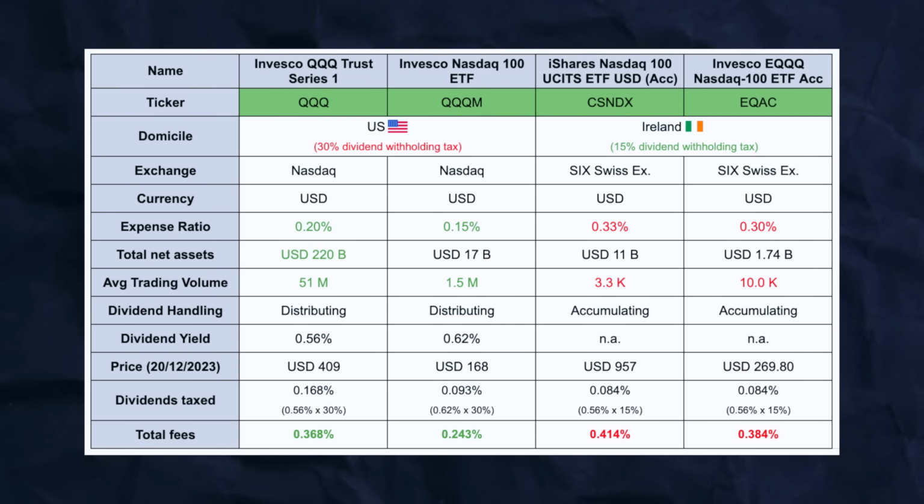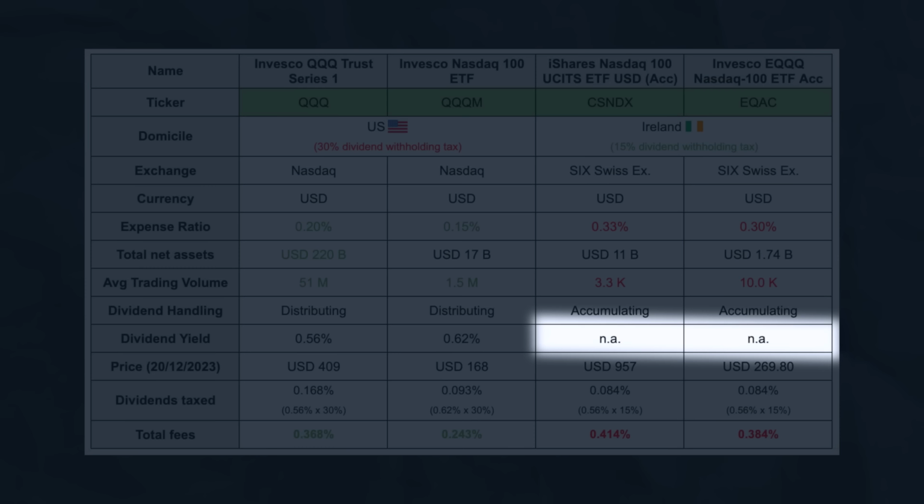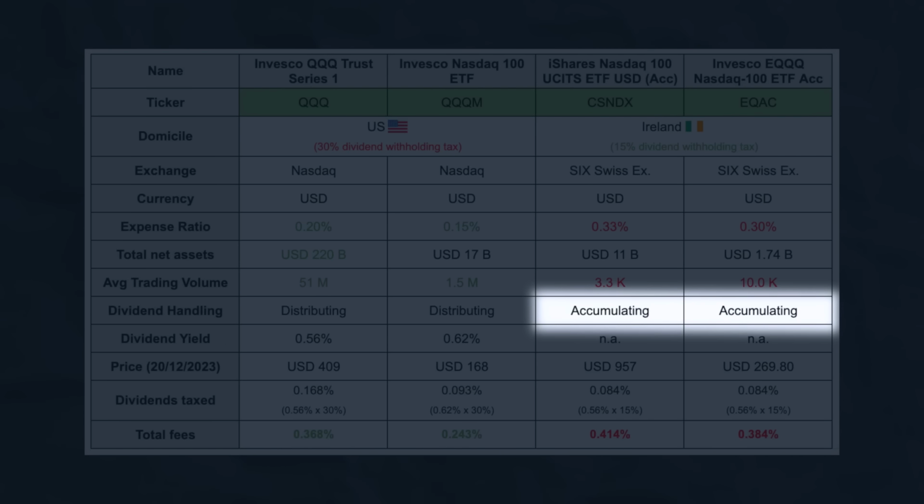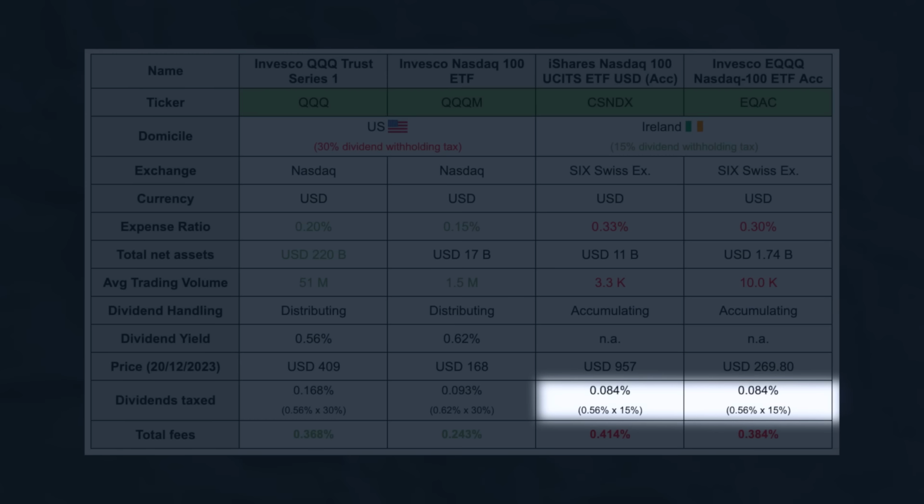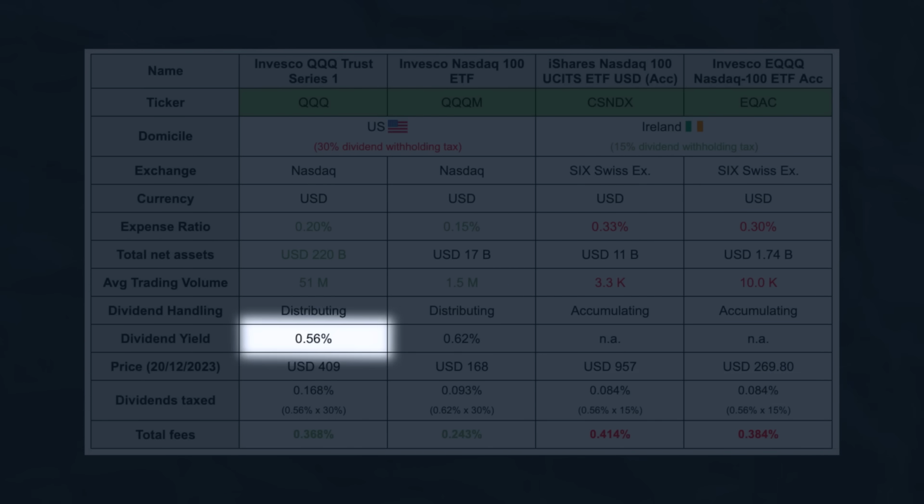Here, I'm calculating how much tax there is on dividends. Okay, while the Ireland domiciled ETFs don't have a dividend yield, there are still dividends. In this case, the ETFs are accumulating funds, meaning instead of paying out dividends, they will just automatically reinvest the dividends. However, the reinvested dividends will still be subjected to the withholding tax, so I will just assume that the dividend yield is the same as the dividend yield of QQQ.